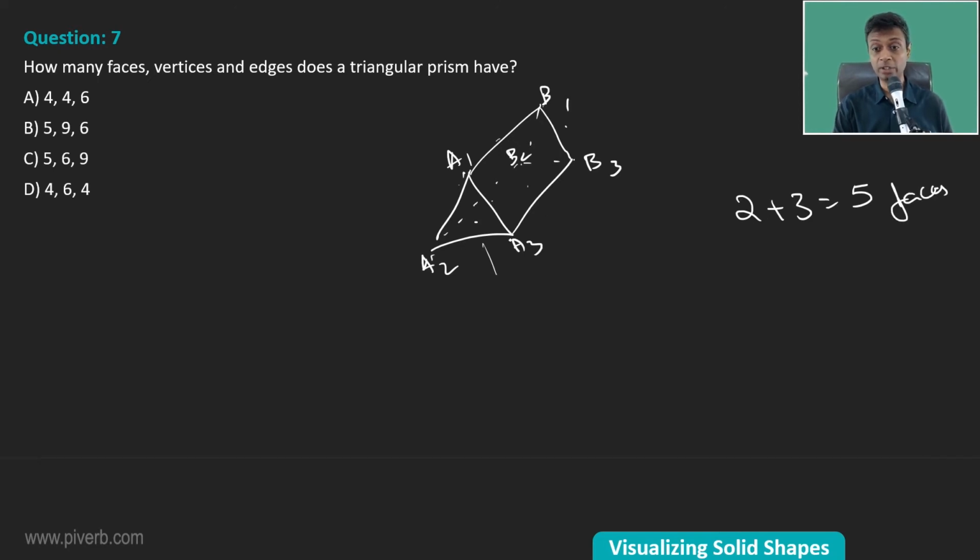Vertices would be A1, A2, A3, B1, B2, B3. So vertices, there will be 6 of them.